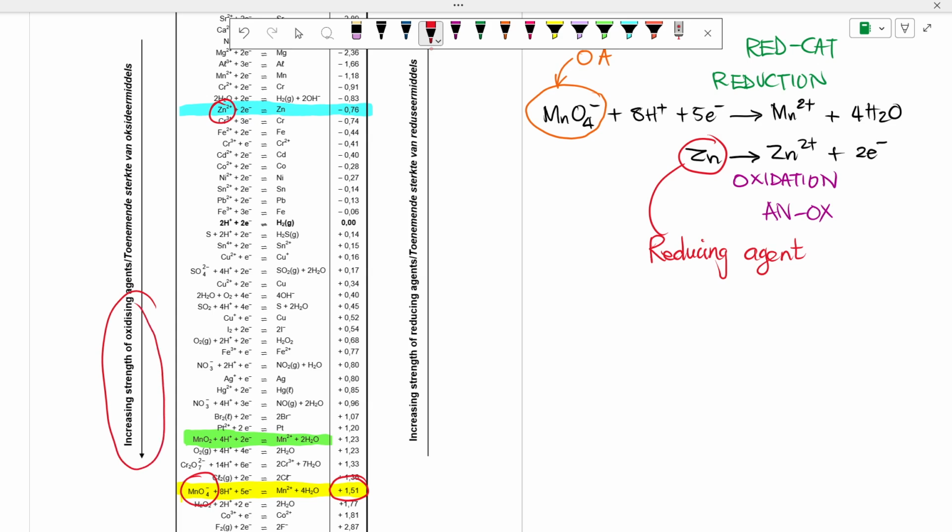you're just going to say what you see. You're going to say MnO4 minus is a stronger oxidizing agent than zinc 2 plus ions. Therefore, the zinc metal will then have to be oxidized because it is reacting with a strong oxidizing agent.